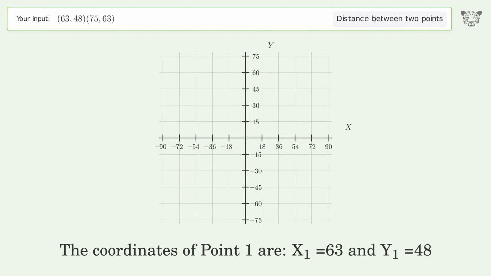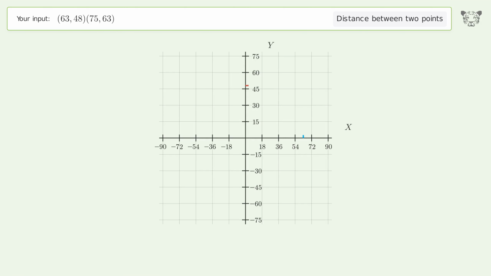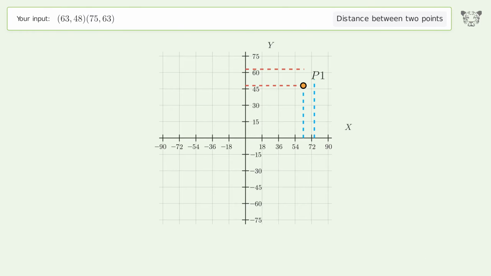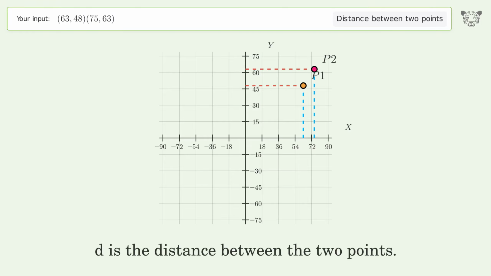The coordinates of point 1 are x1 equals 63 and y1 equals 48. The coordinates of point 2 are x2 equals 75 and y2 equals 63. D is the distance between the 2 points.